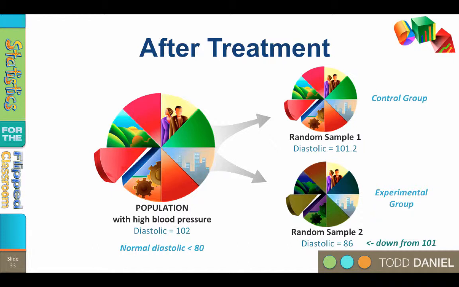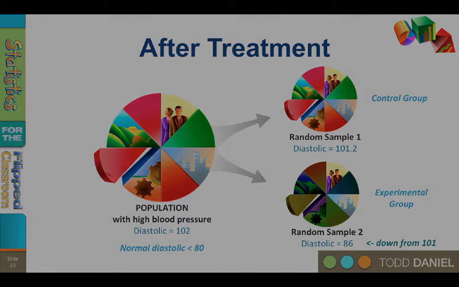We suspect that the experimental group sample mean now represents a different population, the population of people with normal blood pressure, whose diastolic blood pressure is under 80.